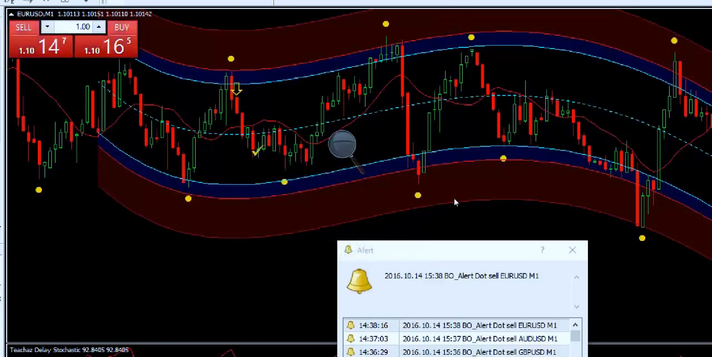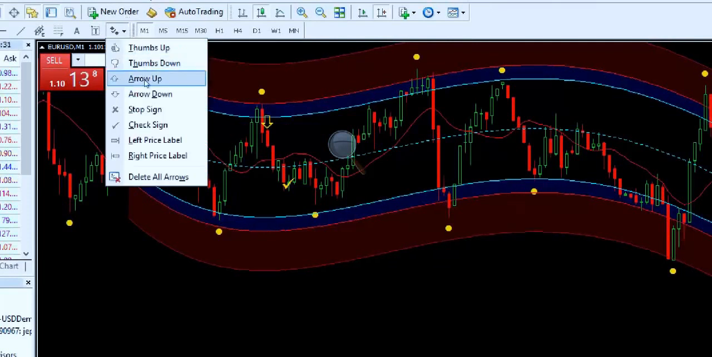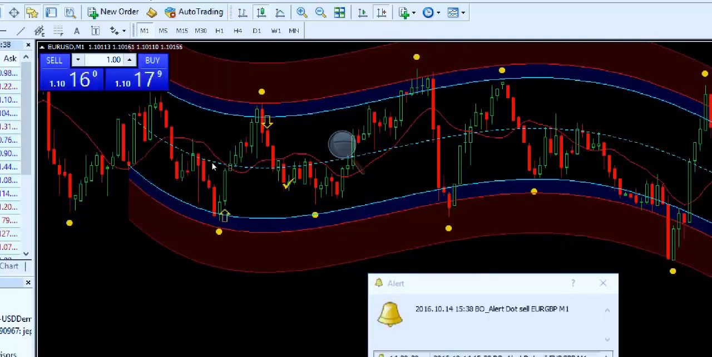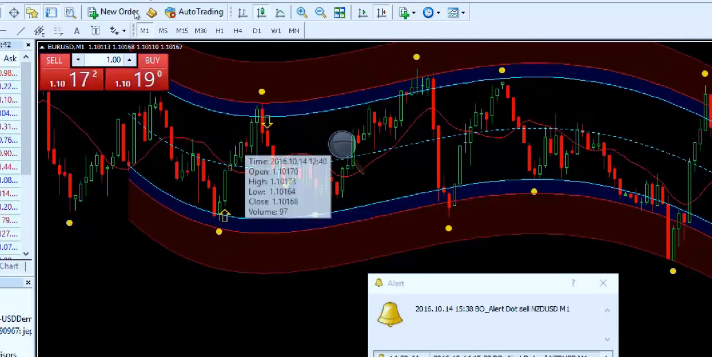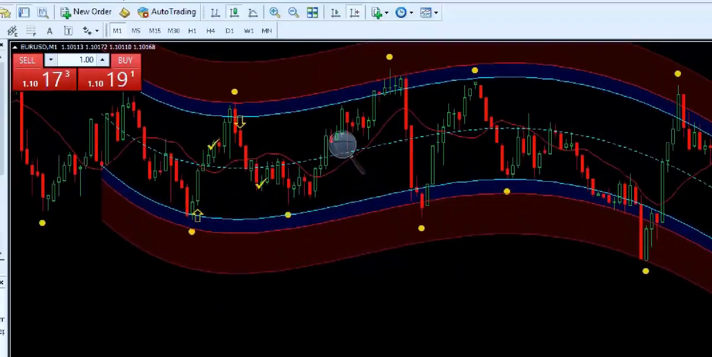So again, this was a signal. I could have ended on this one here and say 1 2 3 4 5. This was a winning candle, right? So again, I could have ended here, which is 1 2 3 4 5, and win again.